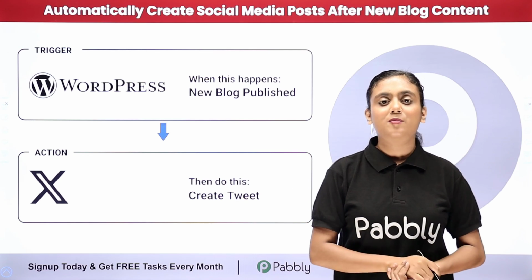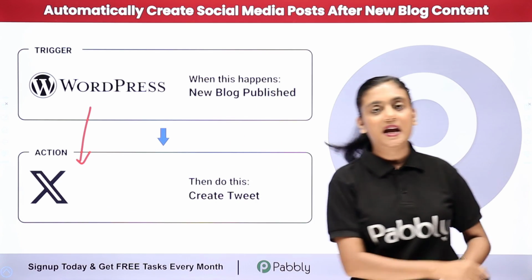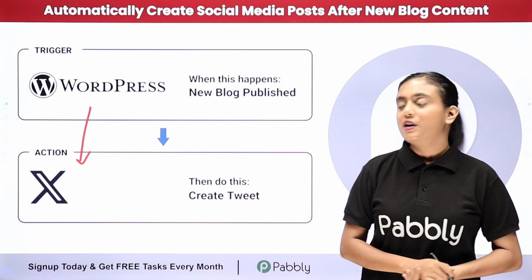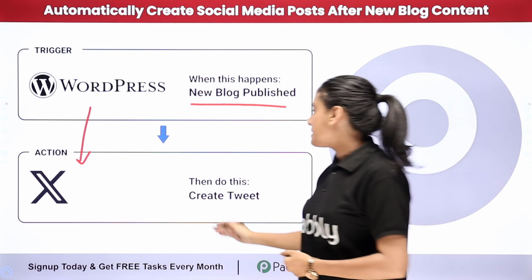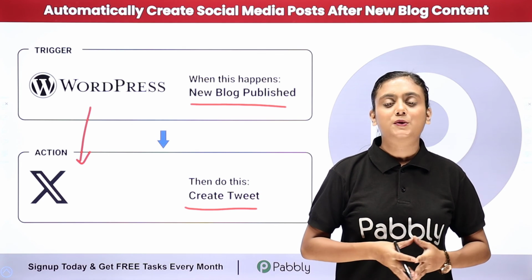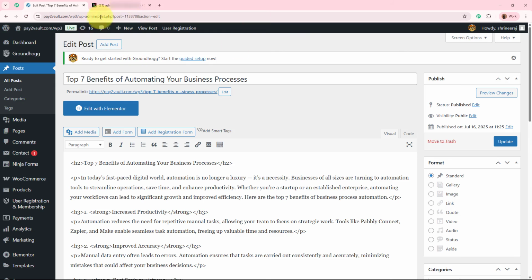So to solve this problem, I've built a connection between WordPress and X using Pabbly Connect, that too without the need of any coding and programming skills. Now whenever I post a new vlog on my WordPress site, automatically a tweet is going to be created on my X account. So now if you want to learn this entire process step by step, I'm going to take you towards my screen. Welcome to my screen.